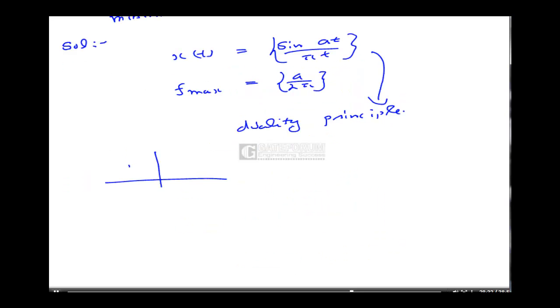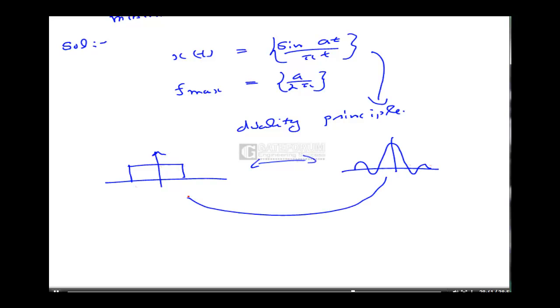If a rectangular pulse in the time domain gives a sinc, then a sinc can give a rectangular. Okay. Now rectangular in time domain is sinc in frequency domain. Okay. Vice versa is also true. Sinc in time domain is rectangular in frequency domain. So these are the band limited signals. Okay. For this band limited signal, frequency max is a by 2 pi hertz. Okay. So I got a by 2 pi.